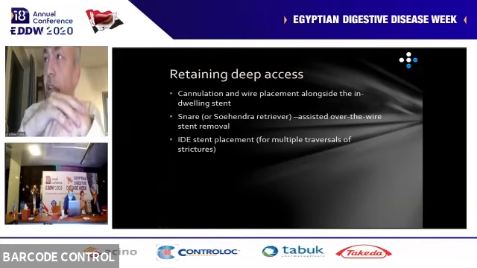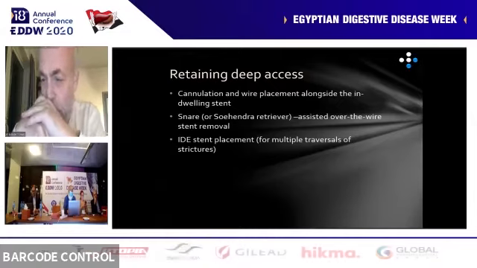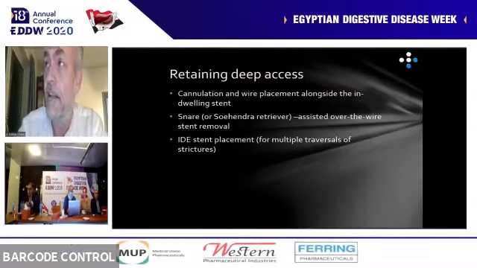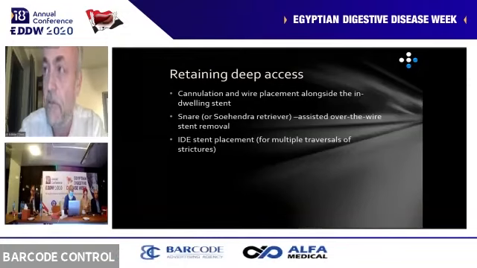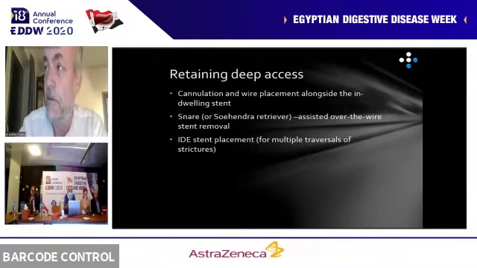And one is retaining deep access. So if you have a stent inside, which is sometimes the case, you want to just replace a stent or do something else with a papilla where the stent is already inside, then I think trying to cannulate alongside a stent and place a wire there before removing your stent is always a good idea, because most of the time it's easier to cannulate an already stented papilla, but sometimes it's not. And so in that case, try to get a wire inside before removing your stent. It may save you time and effort.